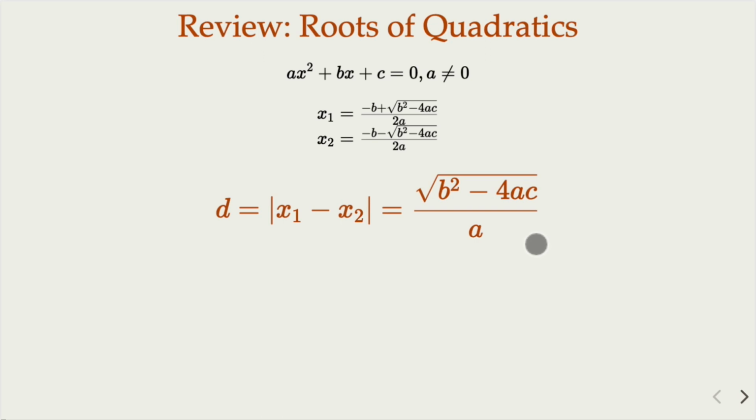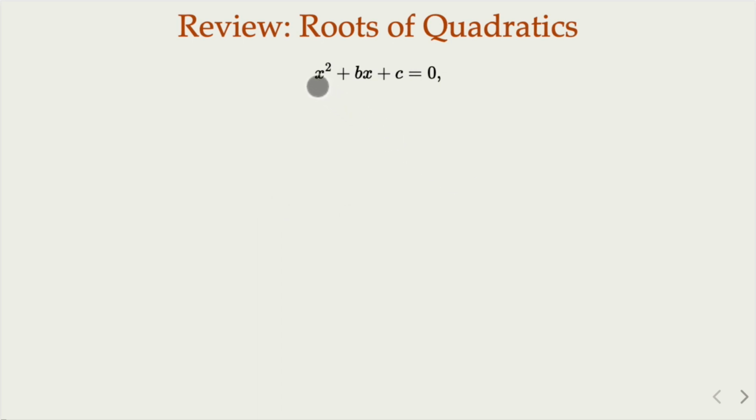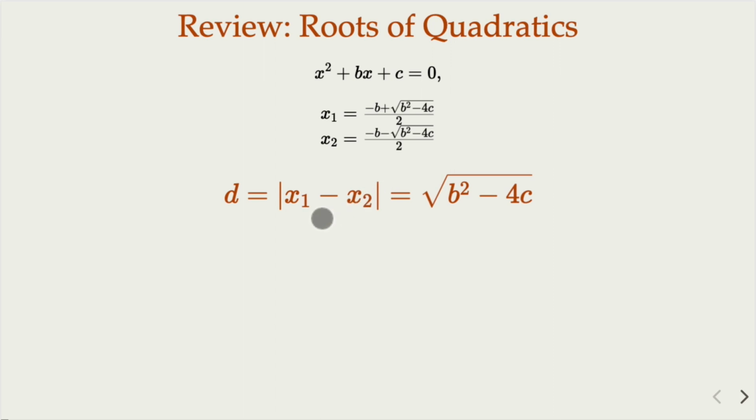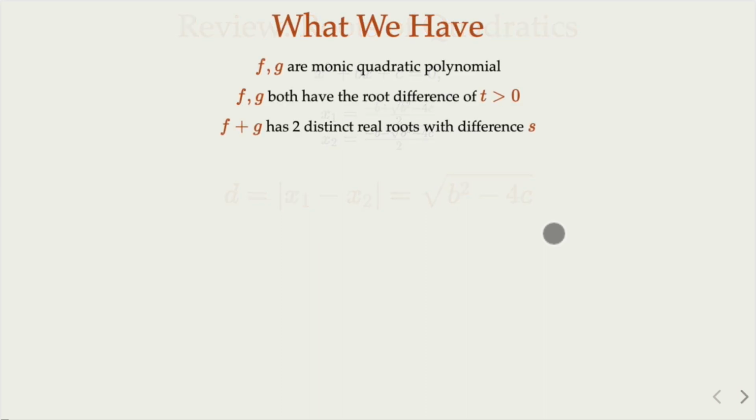So in our case, we're talking about a monic polynomial. That is, a is equal to 1. So with a equal to 1, the root difference is going to be this. Alright, that's some background we reviewed. Now let's go back to the problem.